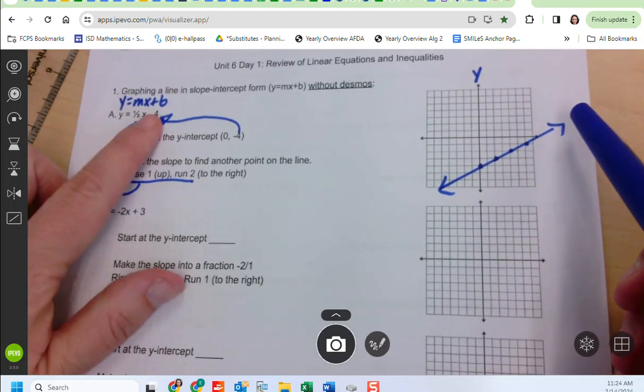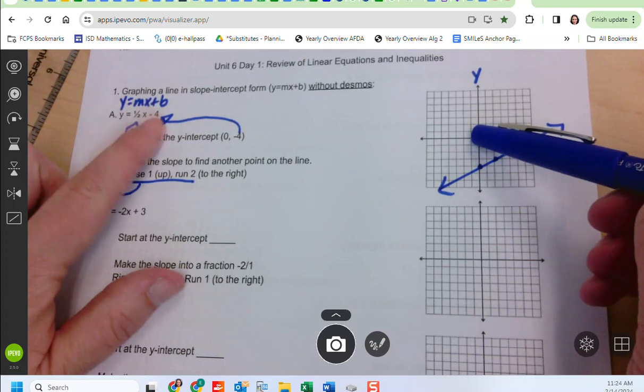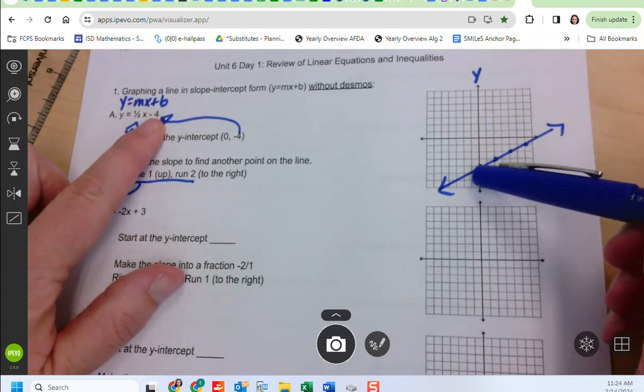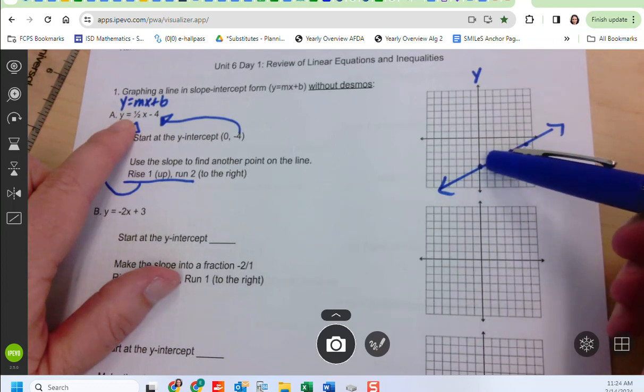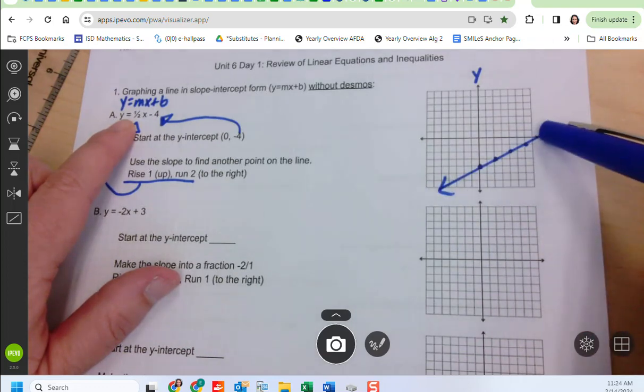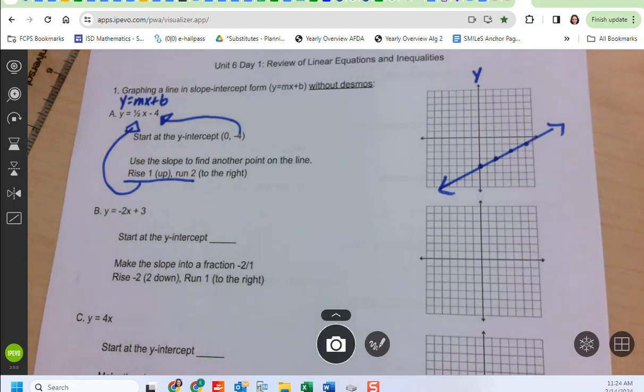So we are going to start at your y-intercept, which is -4, right here in the equation. I marked it on the y-axis, and my slope is 1/2, which means I rise 1, run 2, rise 1, run 2, and then draw the line. All right, the next one.